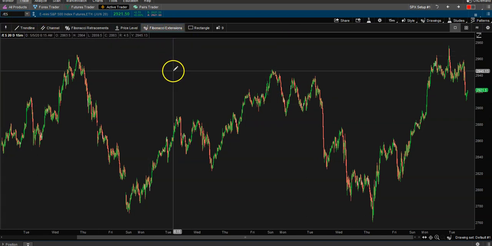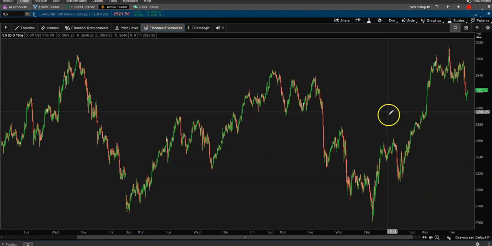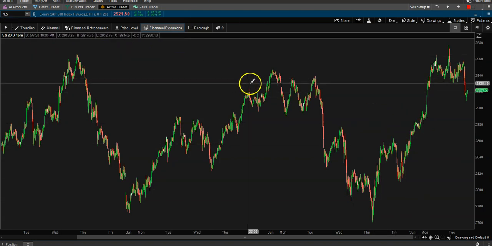So today we're talking about Fibonacci extensions. How do I find them? Well, first what I want to do is identify levels of potential support or resistance, right?